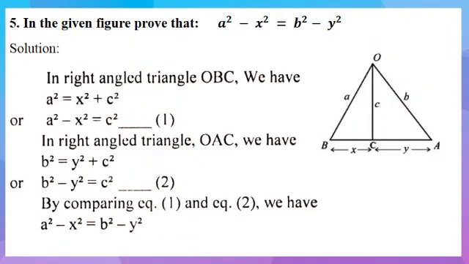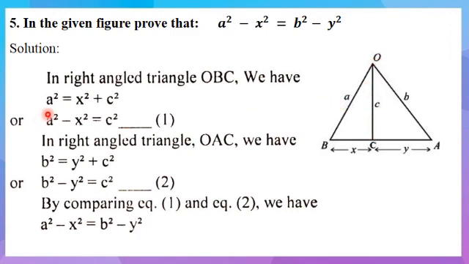Question number 5. In the given figure, prove that a square minus x square is equal to b square minus y square. Okay, we are observing over here that actually there are two triangles and both are right angle triangles. The first triangle is OBC, and the right angle is at point C, and base is x, perpendicular or altitude is c, and the hypotenuse is a.